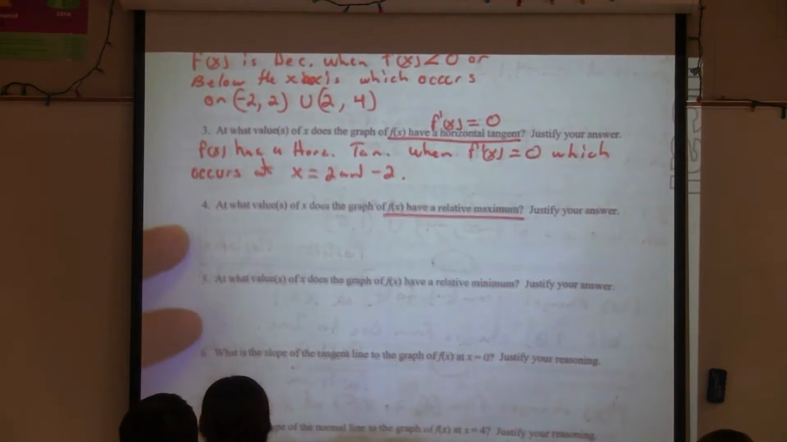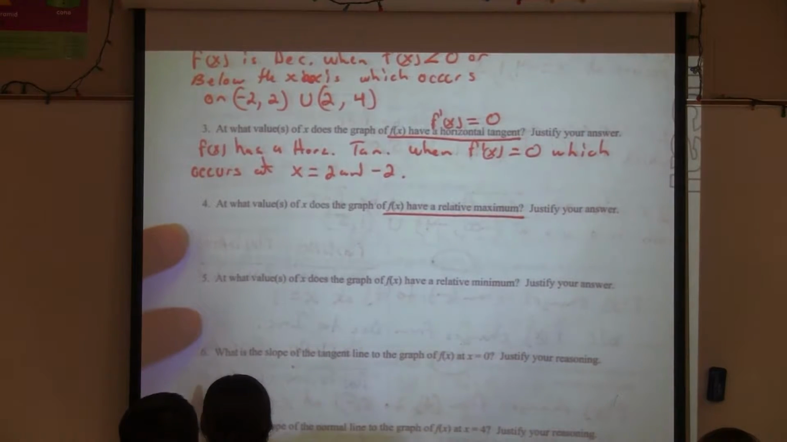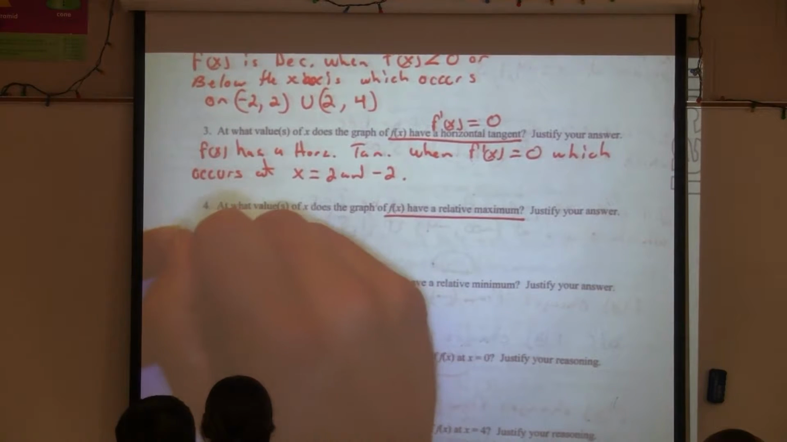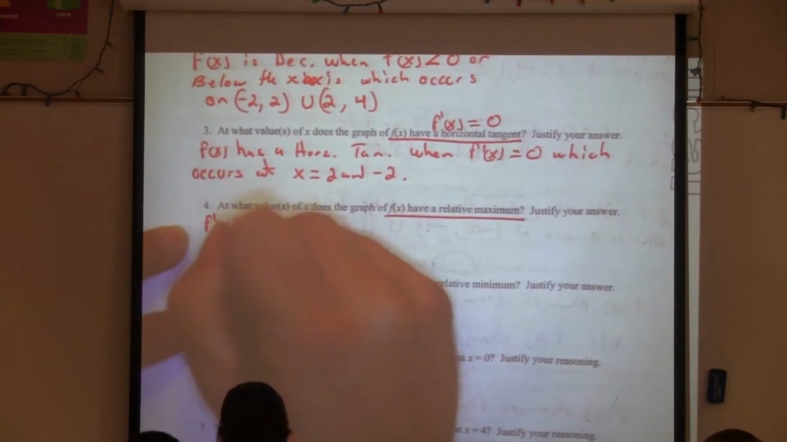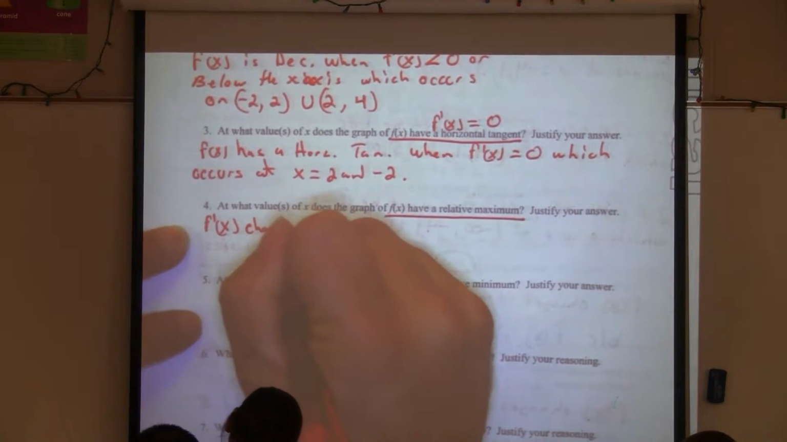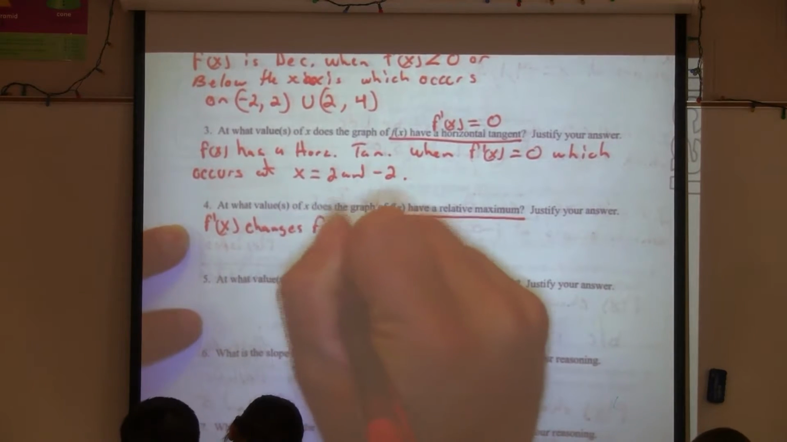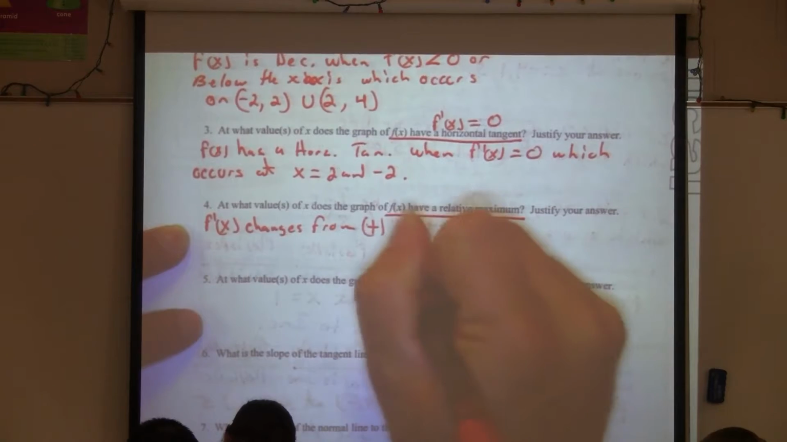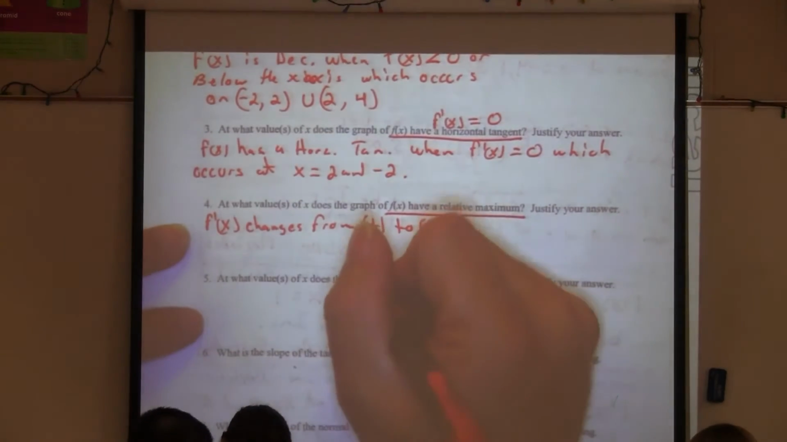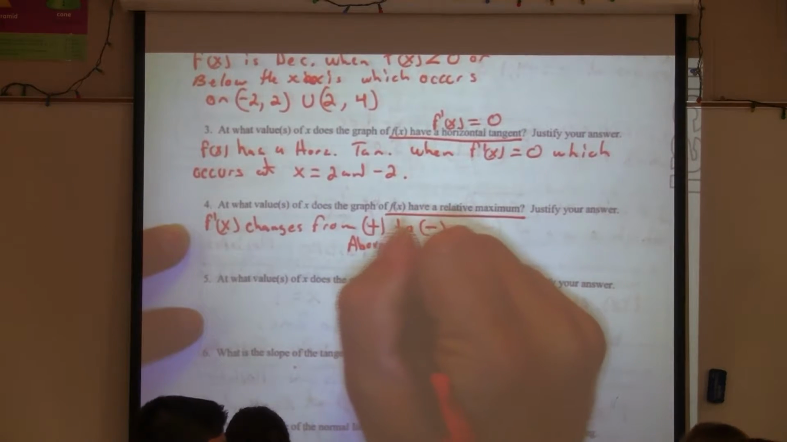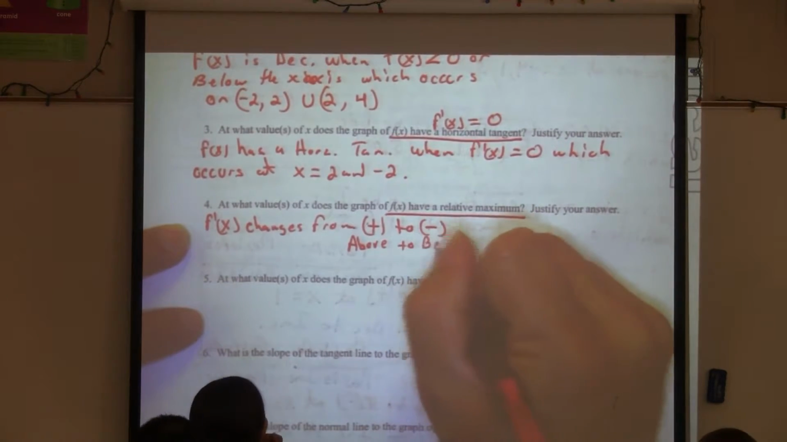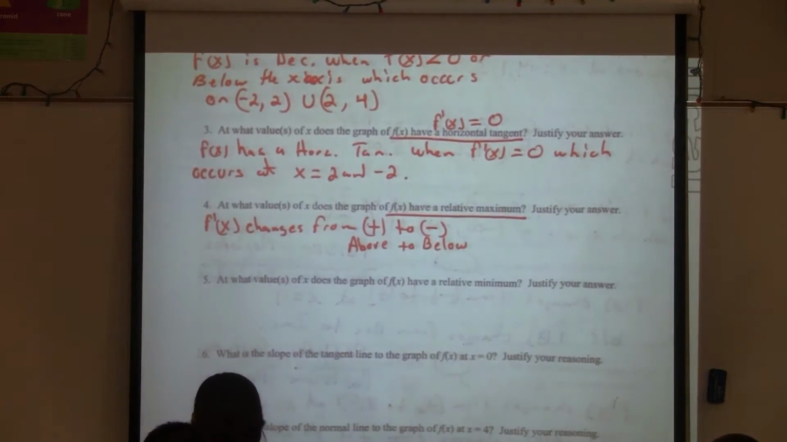What goes from positive to negative? The slope, which is what? f of x or f prime of x? So f prime of x changes from what? Positive to negative. So that means it goes from being where? Above to below the x-axis, right?